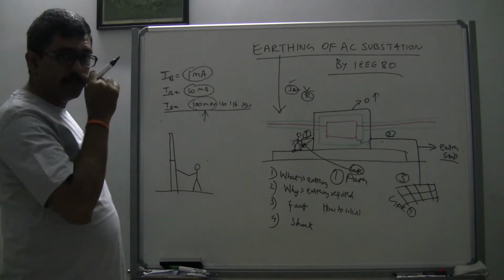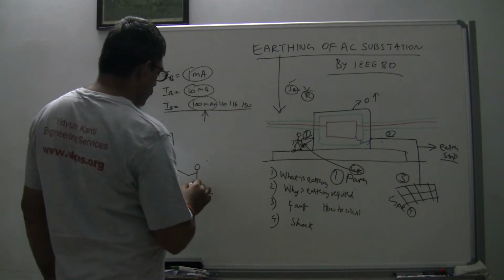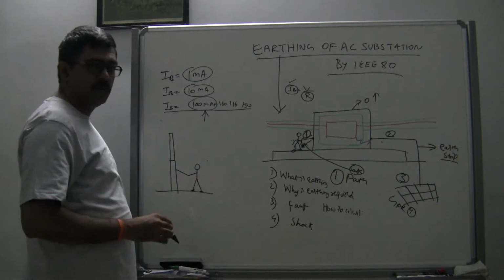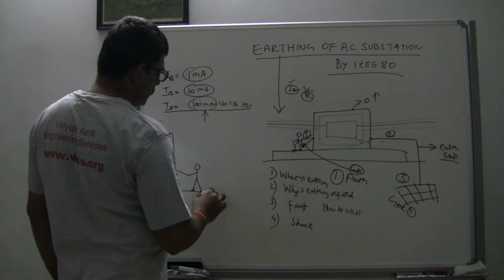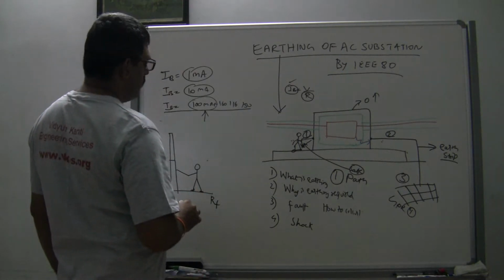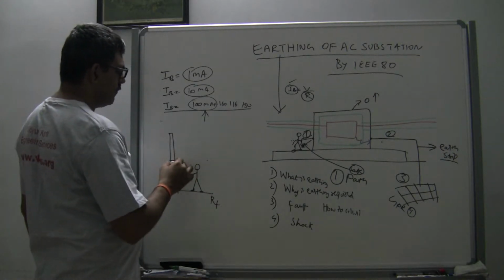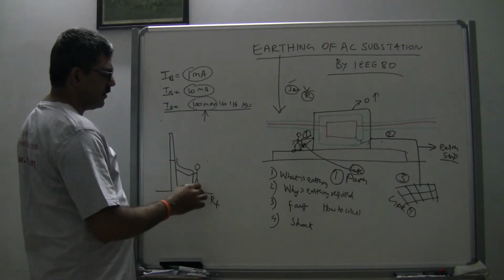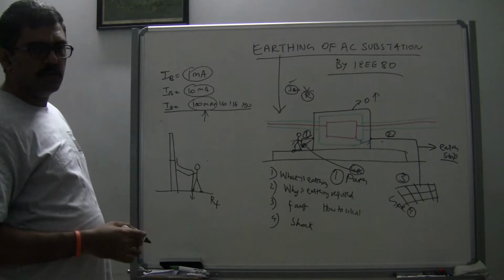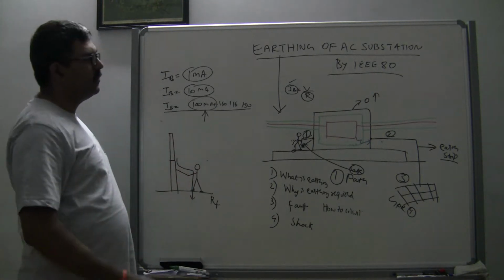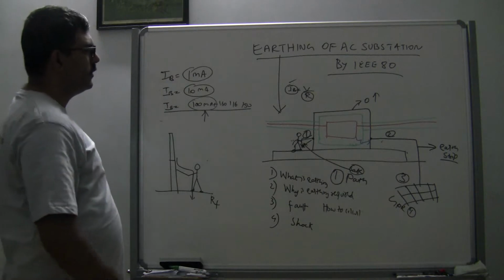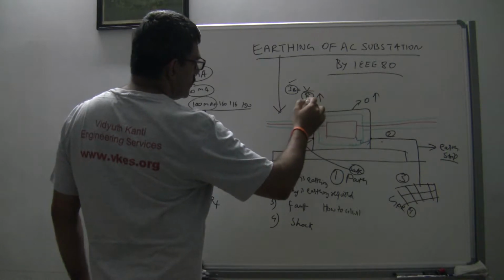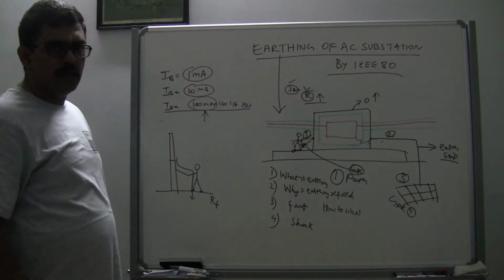When a person is standing on the ground, there is a resistance between his foot and the ground. That is called foot resistance. Now if you see, the fault current flows like this, right? If we increase the resistance offered along the fault path, we can reduce the body current. Later on during the design, you will see how by increasing this resistor, we are reducing the fault current.